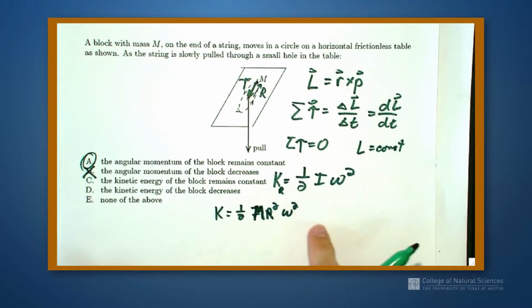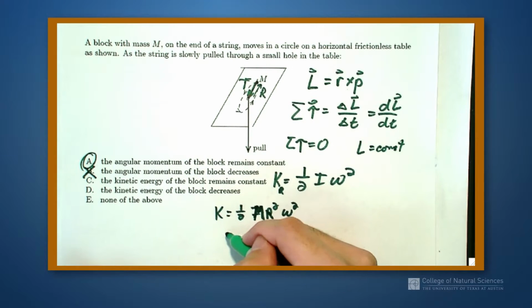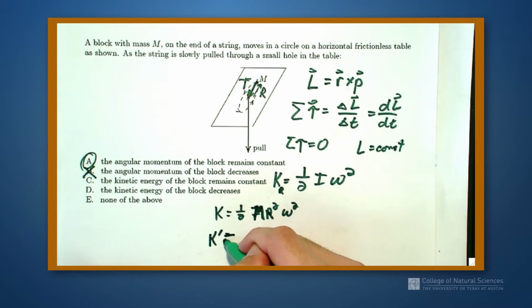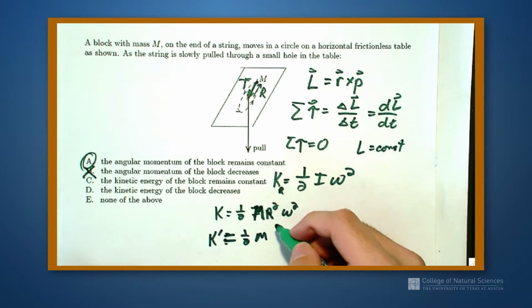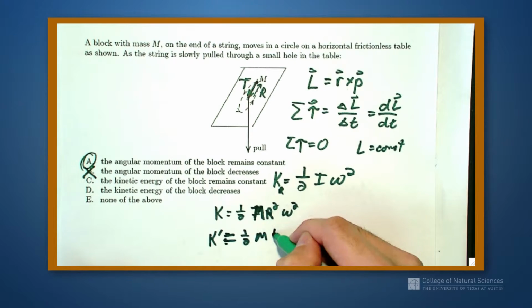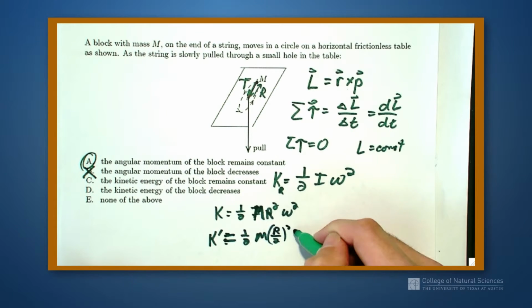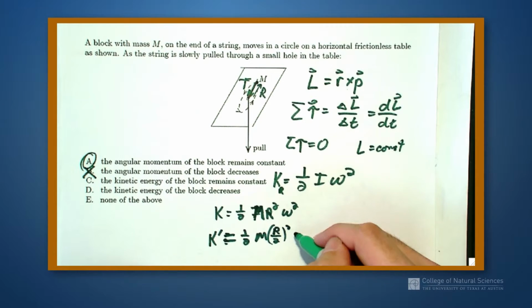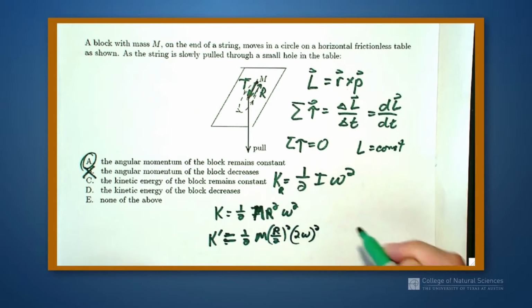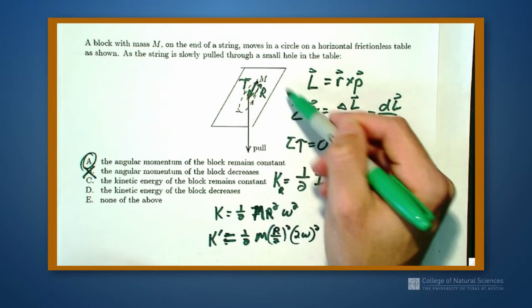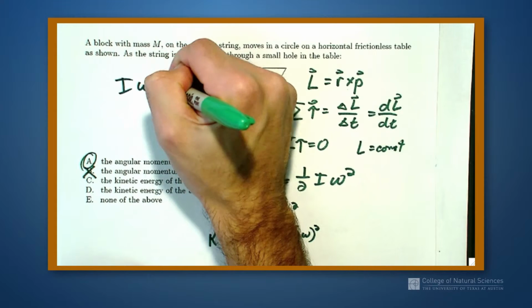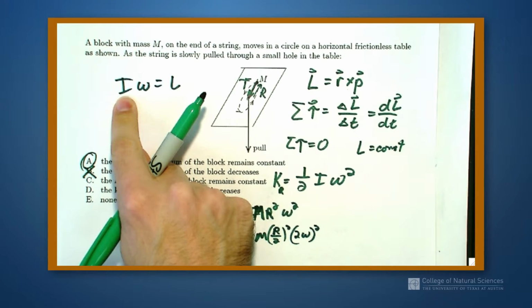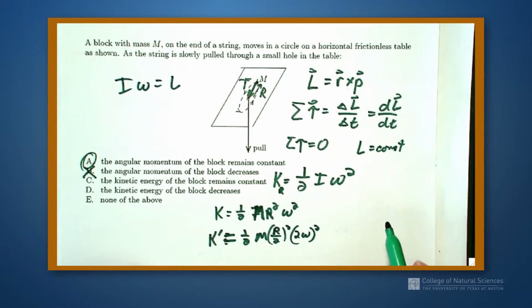And as I pull this object inward, I will see that my K prime, my new K, is equal to 1/2 m, a smaller r, let's say it goes to half the value, and my omega is going to change as well. As my r goes down, my omega is going to go up because of conservation of angular momentum. So what's actually going to happen is I'm going to get 2 omega. If I go half the distance in, I go twice the speed. I omega is equal to L, so if I decrease my moment of inertia, my kinetic energy is going to increase.